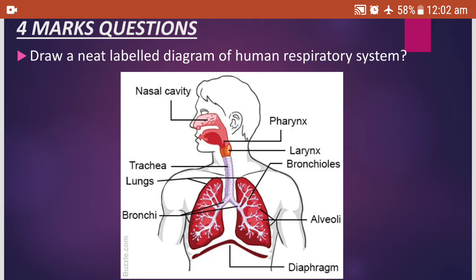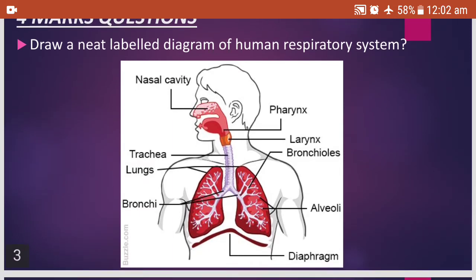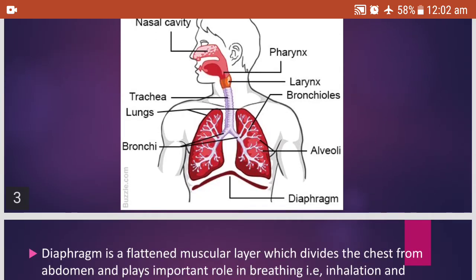They are open inside the lungs. The lungs are made up of the alveoli and the diaphragm is supporting the lungs. So the human respiratory system consists of these parts. And remember, the actual exchange of gases takes place in the alveoli. Respiration takes place in the mitochondria in the body cells, but the gaseous exchange takes place in the alveoli.